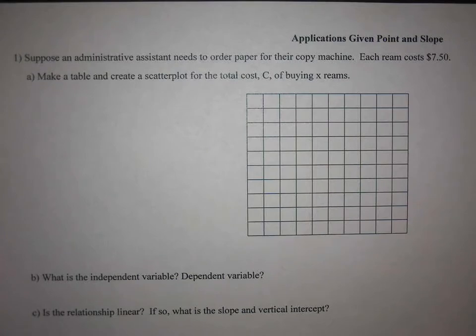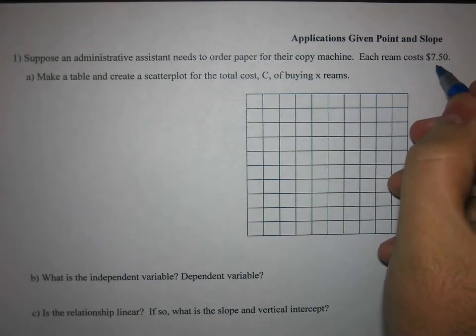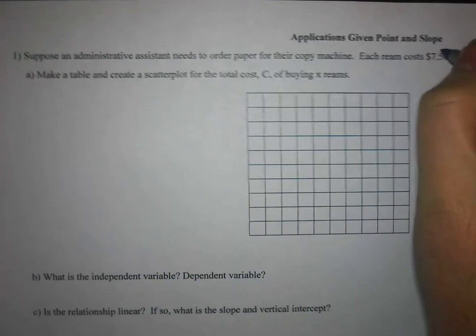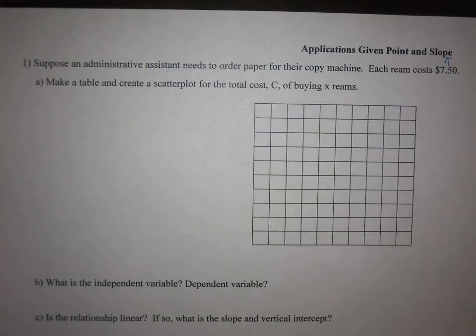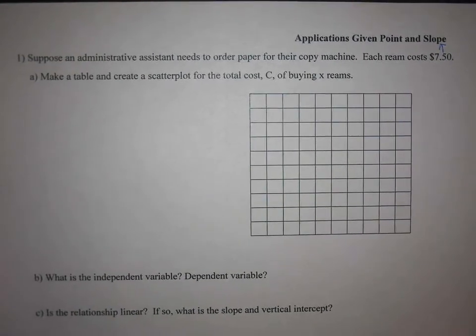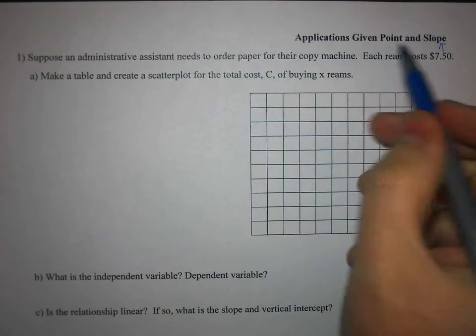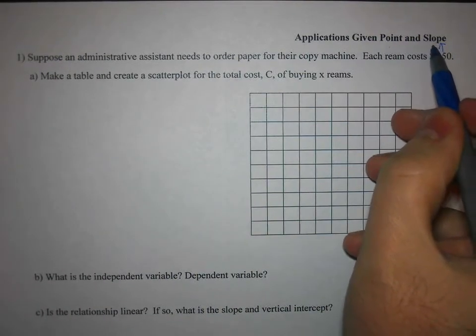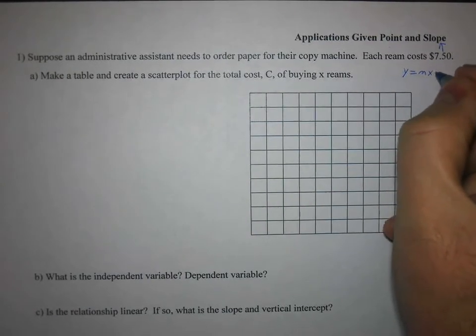This is a fairly basic word problem to start off with, but what I want to focus on now is that when you're given each ream costs $7.50, what that is essentially telling you is what the rate of change or slope is. And what we've done in the past was we've used a point and a slope to write y equals mx plus b form.